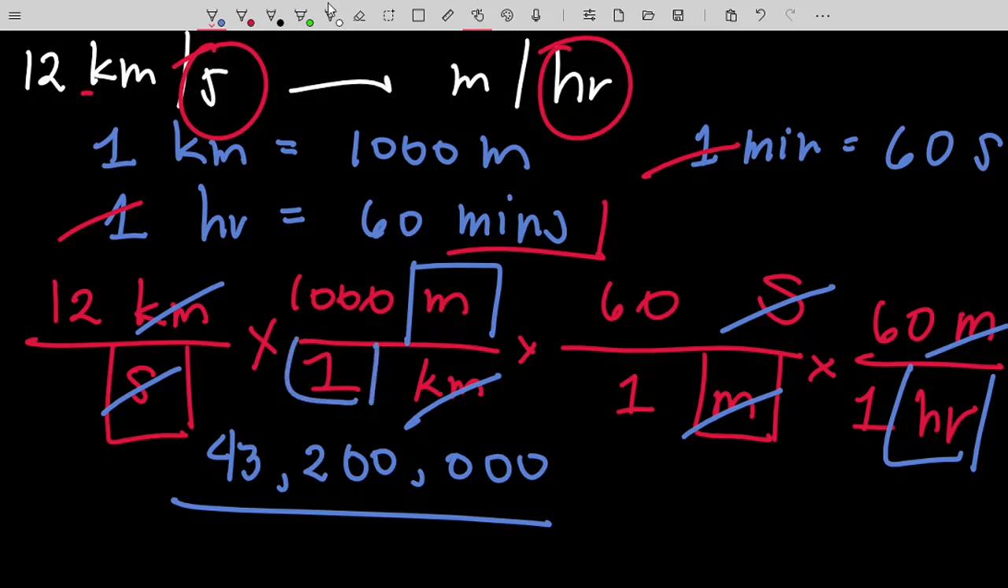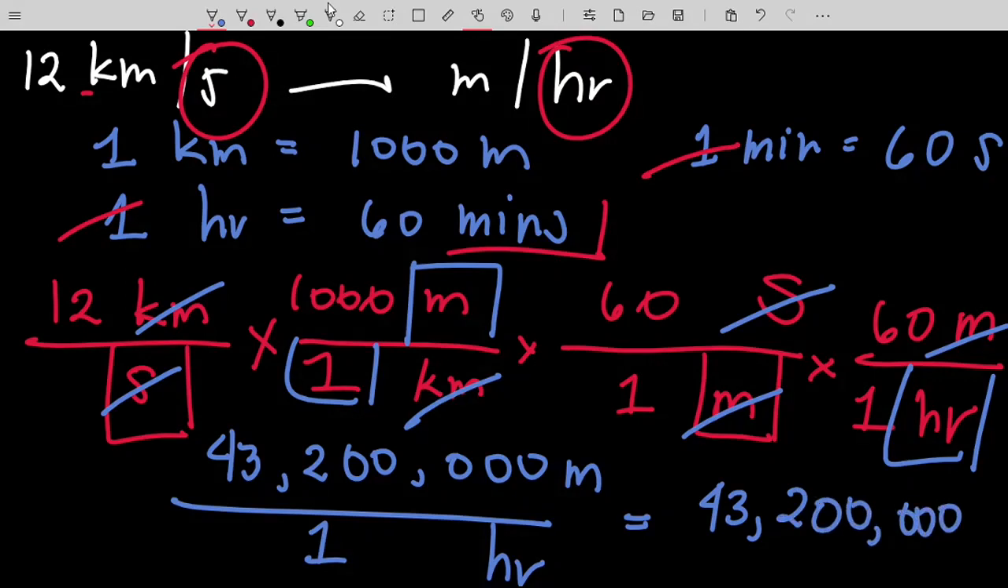So 1 times 1 times 1 times 1 and 1. Okay, and the thing here is that bring down the unit that is left, which is your meter. And for the denominator, we have your hour. So basically, this is your final answer, or let's make it 43,200,000 meters per hour. So this is your final answer.